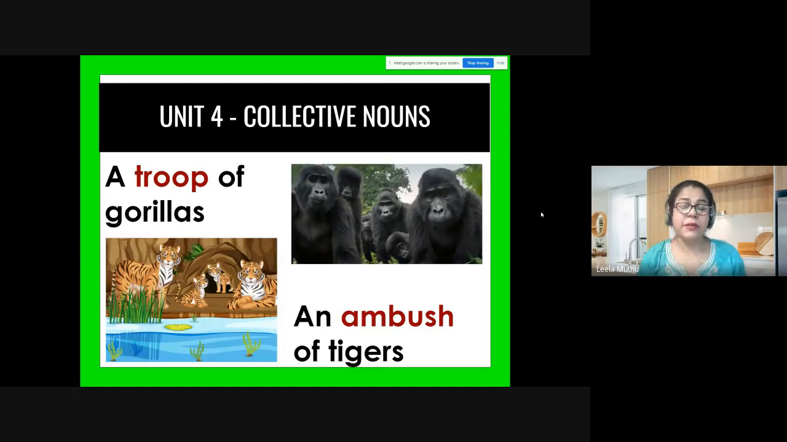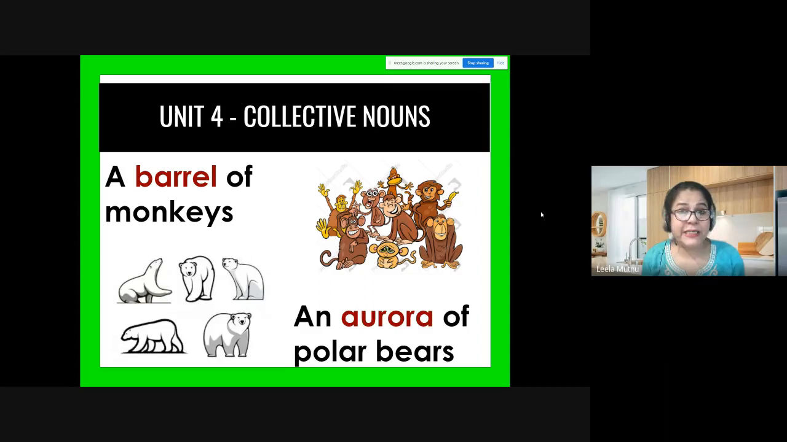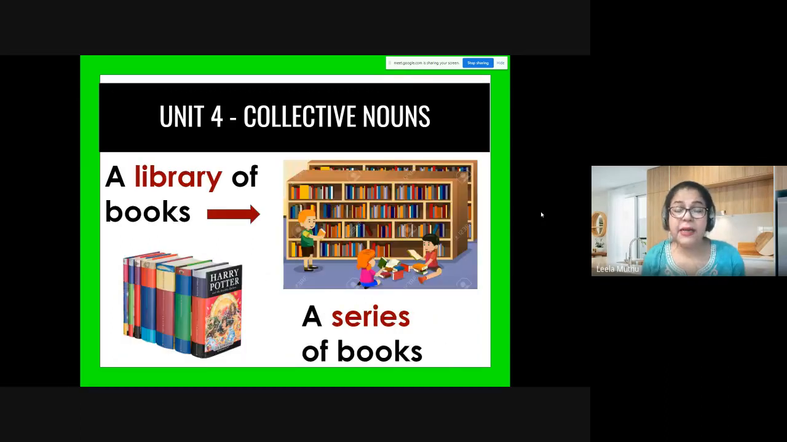a number of gorillas together would be called a troop, and you learned that in lesson one about Ivan, okay? His family was a troop of gorillas. An ambush of tigers. What a perfect name, okay? An ambush of tigers, a barrel of monkeys, an aurora of polar bears, a library of books.